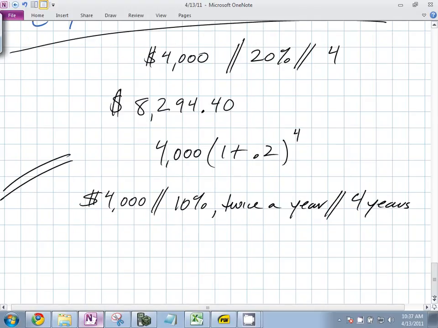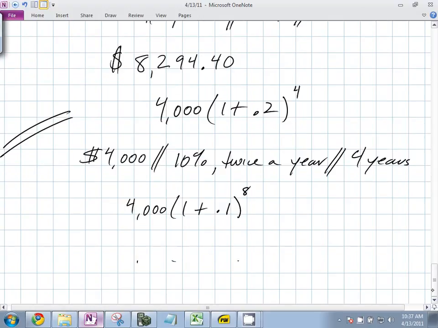It's going to be 4,000 times 1 plus what? 0.1 over 2? No, wait. 10%, so 10% twice during the year. We're not breaking 10% apart. We're doing 10% twice. So every 6 months, we're going to do 10%. So it's going to be 0.1. Now here's the question, to what power? 8, because how many times are we compounding it? 8 times. Got it.